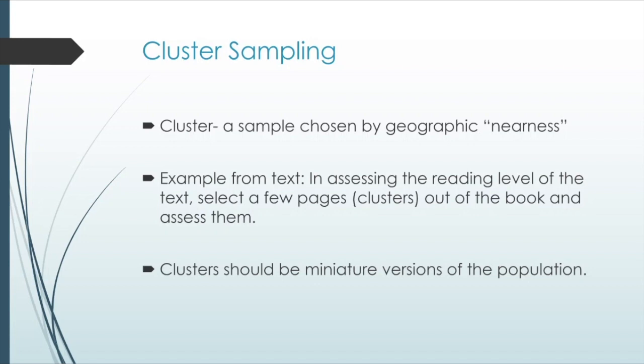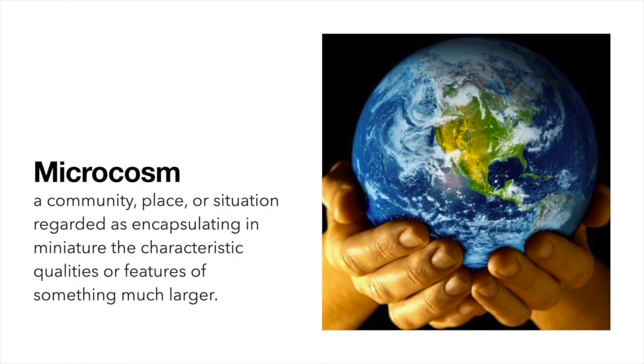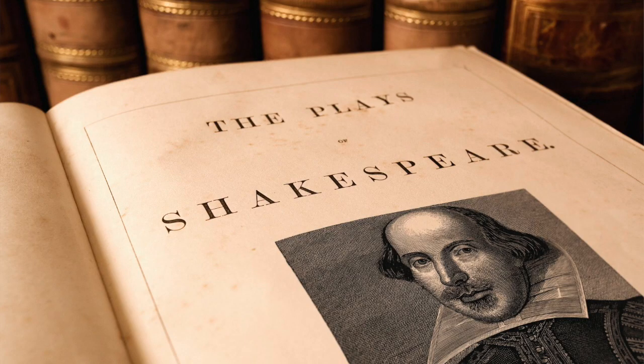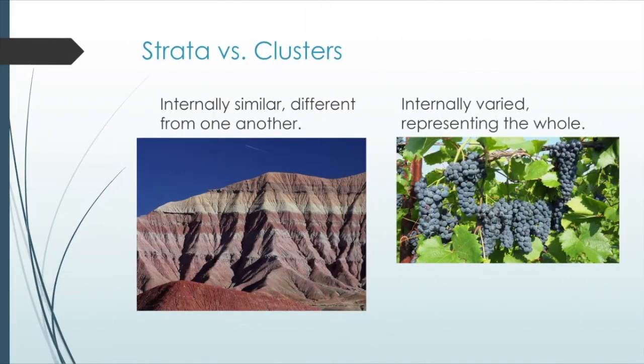So we might sample a number of clusters. The idea behind clusters is they are miniature versions of the population. They are what you might call a microcosm. In other words, one page of Shakespeare is representing the entire play or maybe even the entire work of Shakespeare. Now, here are some pictures of what we're talking about and the difference between strata and clusters.